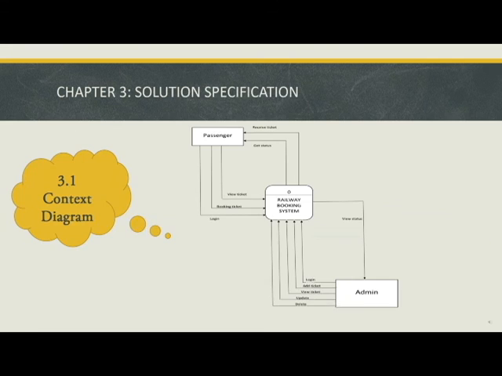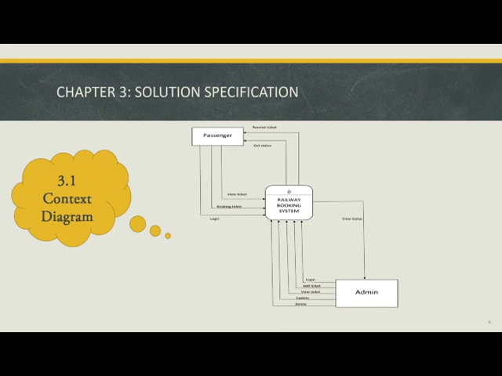Next is Chapter 3, Solution Specification. I will explain the flow of the context diagram. The context diagram for the railway booking system is shown in figure 3.1.1. The railway booking system process is at the center of the diagram. The two entities, which are passenger and administrator, are placed above and below the process center.